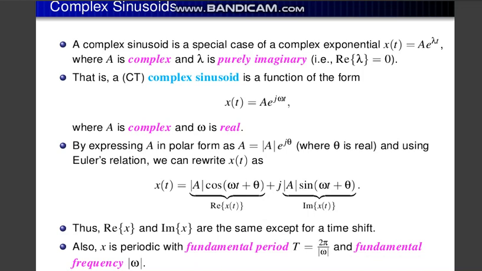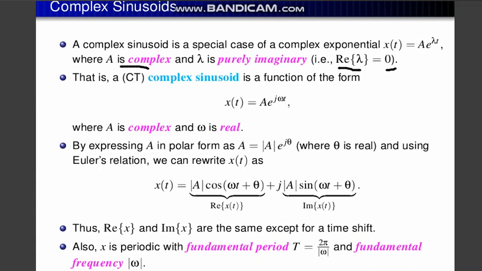Now we are heading towards the next function, complex sinusoids. A complex sinusoid is a special case of complex exponential. You can see here that is a lambda. If the lambda has a complex value, that will be a complex sinusoid. That means the real part of lambda is 0, so lambda is purely imaginary, and that will be a complex sinusoid.